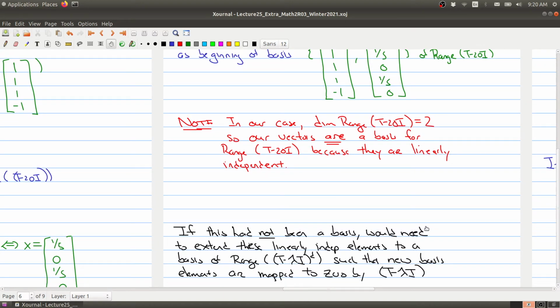Now, this is where this algorithm gets a little tricky. If this had not been a basis, it could have been that this range was much bigger. Then we would actually have to extend by linearly independent elements to get a basis of the range of T minus iD, depending upon which D we're working on. And then each of these new basis elements has to be mapped to 0 by this operator. So I'll talk about that a little bit at the end. But this is where it gets tricky when you're doing these calculations, that sometimes things don't work out too nicely for ourselves.